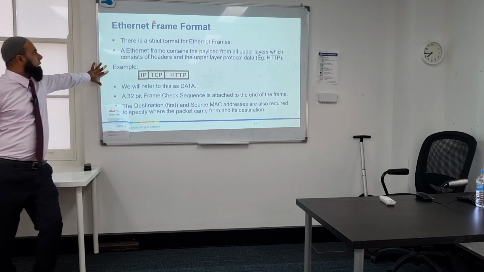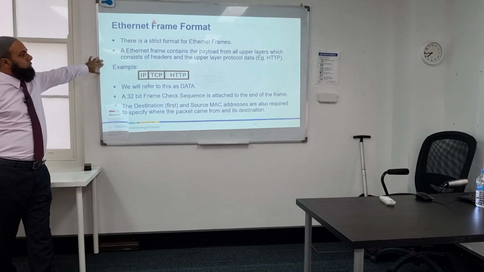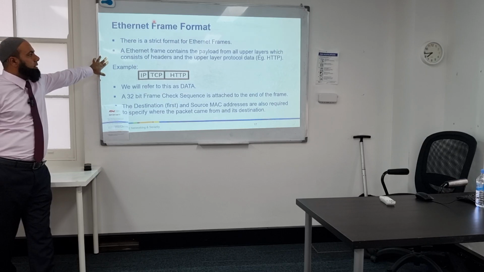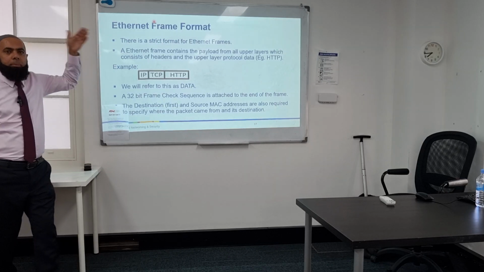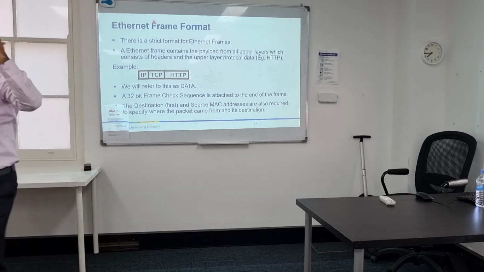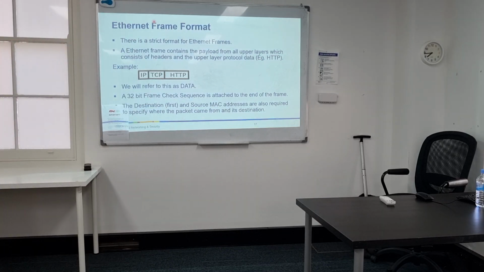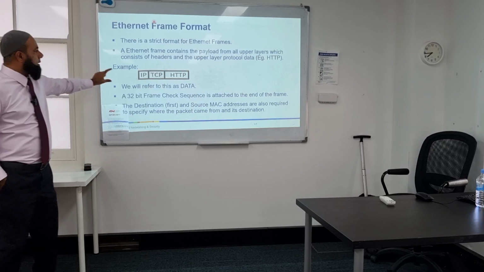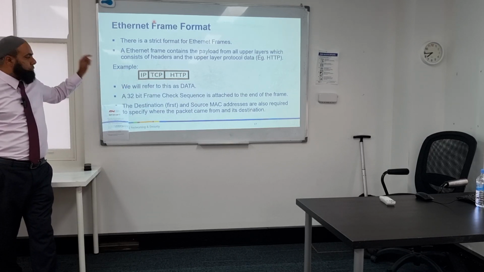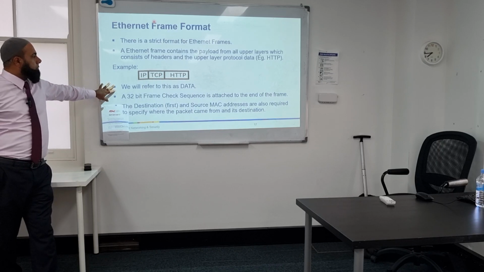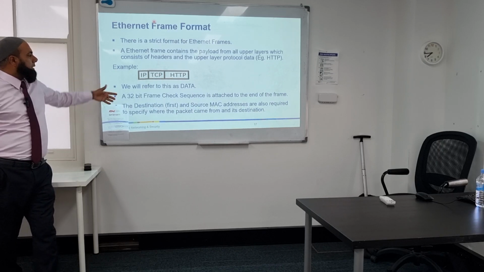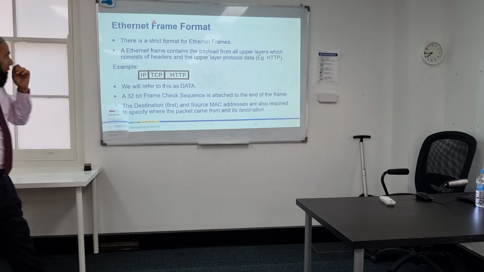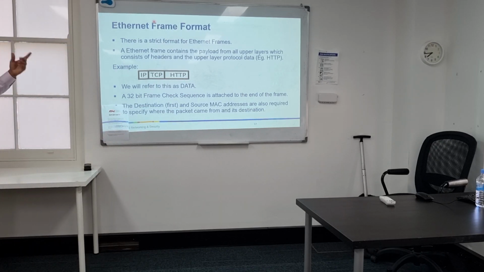So coming to the point now. The Ethernet frame contains the payload from all upper layers, which consists of the header and the upper layer protocol data. You remember that from the application layer it starts with HTTP, then on transport TCP, and then on the internet layer IP is added. So every single header is added with the encapsulation process. From here onward we call this data itself.